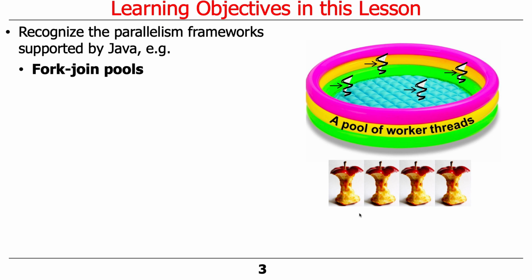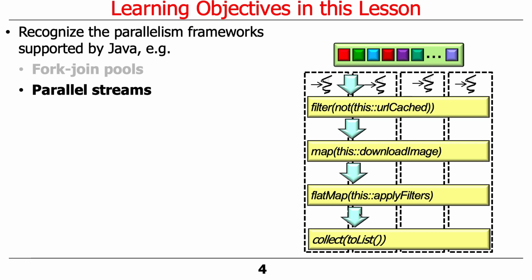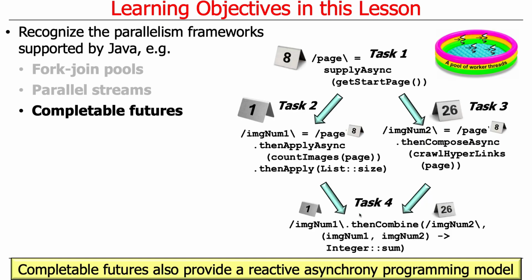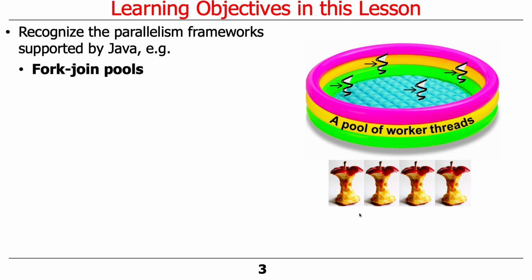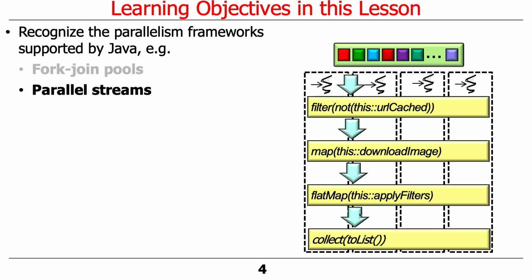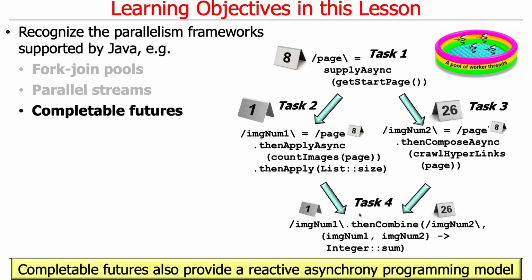Number one, fork join pools. Number two, parallel streams. Number three, completable futures. And they all support different variants of parallel programming. Completable futures also provides a reactive asynchronous programming model. I should also probably point out that fork join pools are an object-oriented framework, not a functional framework. Parallel streams are a synchronous functional framework, and completable futures is basically an asynchronous functional programming framework.